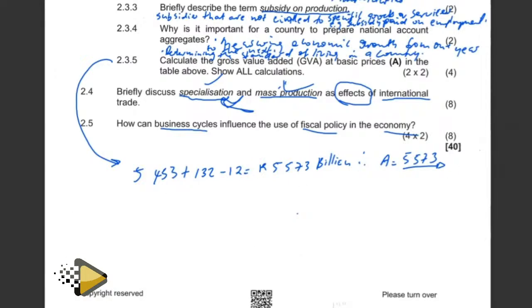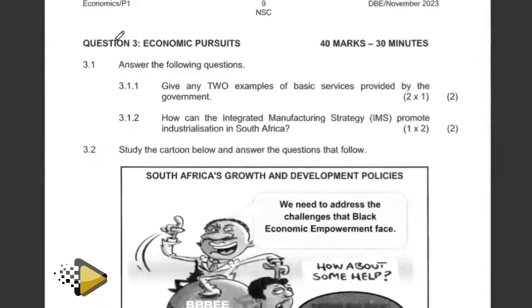The next question that we have is question 3, which runs from 3.1.1 up until 3.5. Okay, right. So 3.1.1 reads as follows: give any two examples of basic services provided by the government. So what are the basic services that are provided by the government?